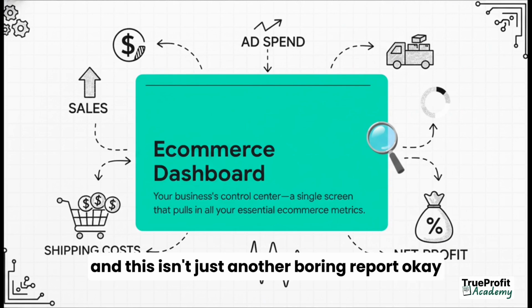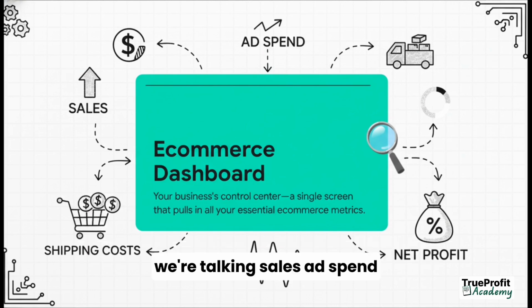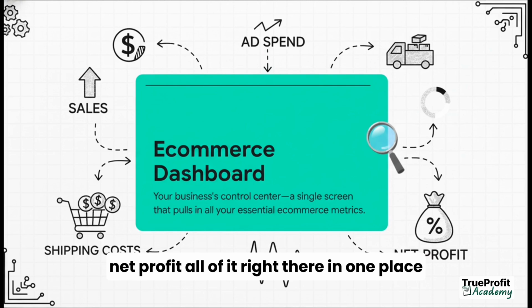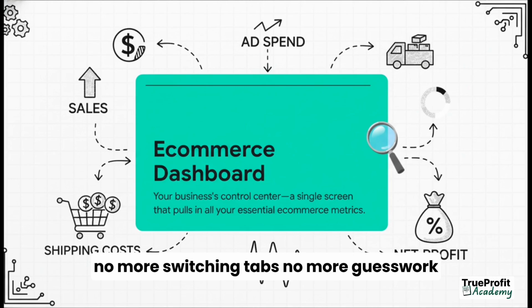And this isn't just another boring report, okay? It's a dynamic, live, single screen that pulls in all your essential metrics. We're talking sales, ad spend, shipping costs, and the big one, net profit. All of it right there in one place, updating in real time. Seriously, no more switching tabs, no more guesswork.